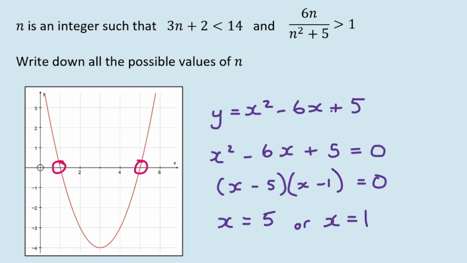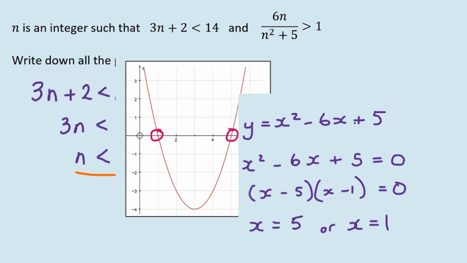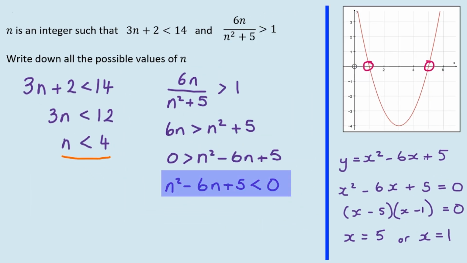Let's relate that back to the inequality we're trying to solve then. The inequality says n squared minus 6n add 5 is less than 0. So we're looking for the places where the y coordinates of the line are less than 0. In other words, where the line dips below the x-axis. All the y coordinates are less than 0 below that line. So that's the part of the graph that's highlighted here.